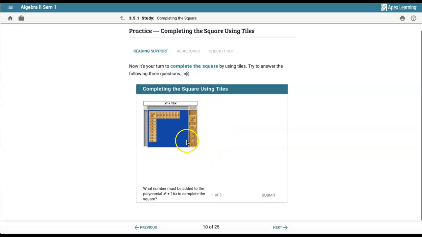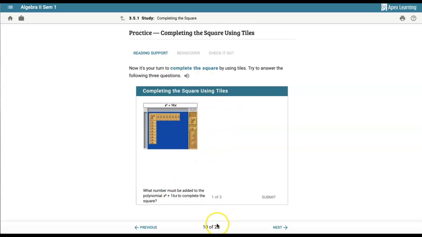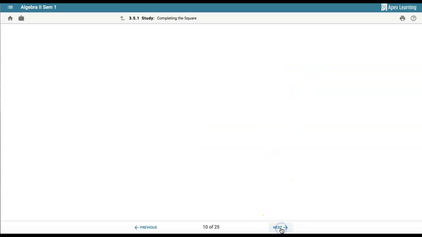All right, now again, completing the square using these tiles. All right, so what must be added? So you would count up all these little ones. So you got 1, 2, 3, 4, 5, 6, 7, 8. You'd have 8 by 8, which is 64. Let me double check that. Yep, 64. 8 by 8, that would be 64. So I'd have to add 64 to both sides of this equation here.